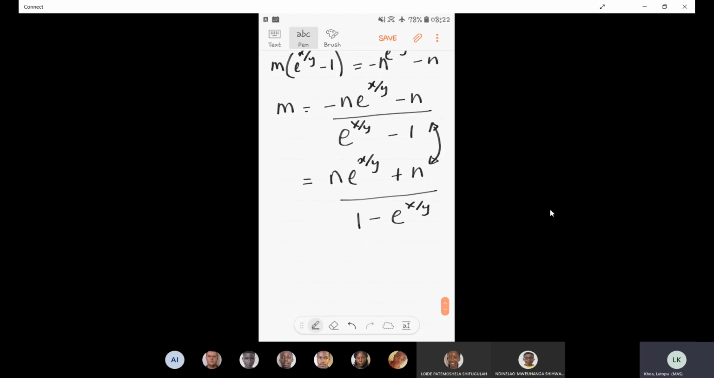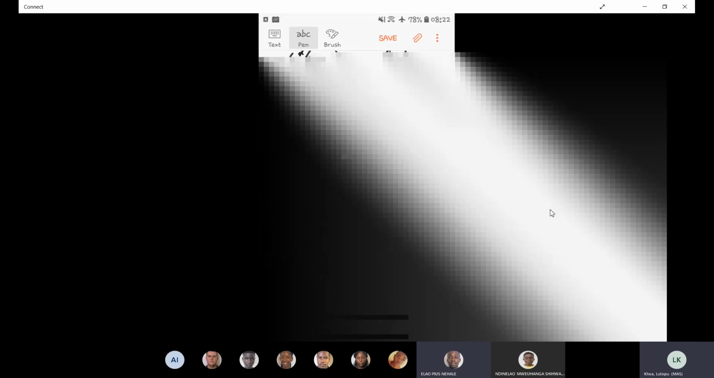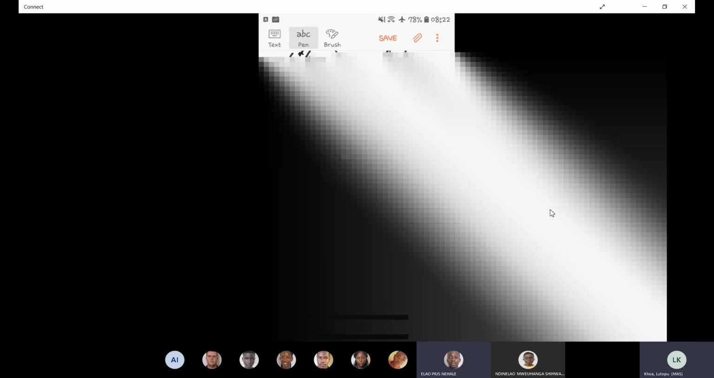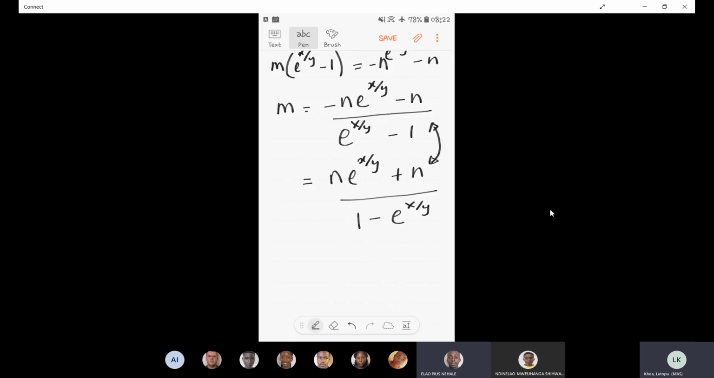Yeah? Miss, I have a question. Yes. On the other side, where the negative n e to the power of x over y minus n, can't you also factorize n there? You can, but why? So that both these two brackets can cancel each other when you're going to divide on both sides. How will they cancel each other out? If you factor out n, you'll have negative e to the power of x over y minus 1.